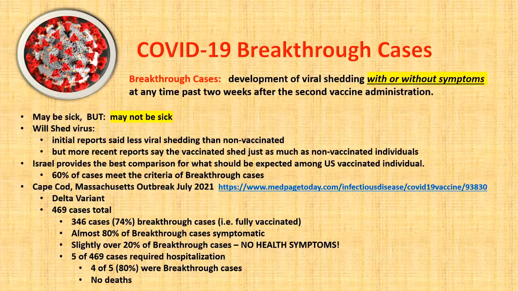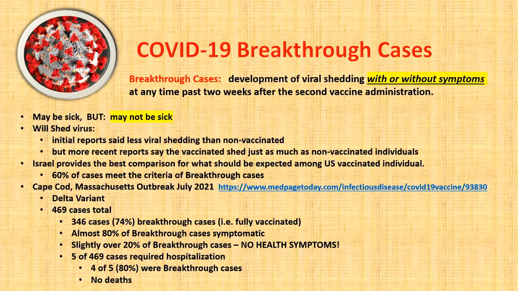60% of the hospitalized cases are breakthrough cases, and the only ones they're really keeping track of are the ones that are really sick. Cape Cod, Massachusetts gave us also another insight. Here you had a total of 469 cases that occurred at a specific event, and because they knew everybody who went to the event, they were able to track down everybody and test everybody.